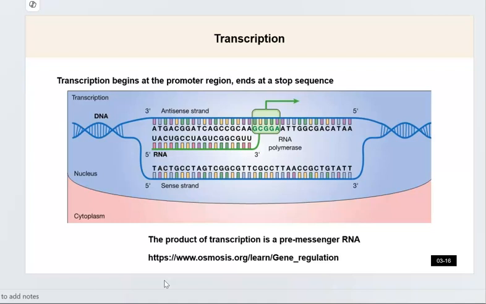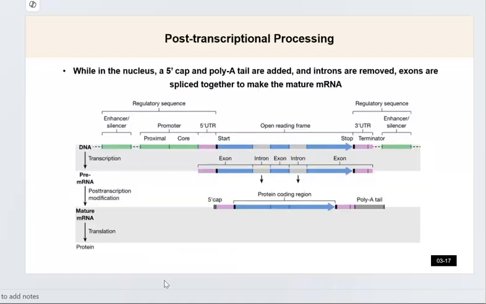The process of transcribing the strand of RNA is similar to the replication of DNA. The strand of the DNA being copied is referred to as the template strand, and the other strand is the non-template strand. Once the entire strand of pre-RNA is transcribed, the molecule must undergo post-transcriptional processing before it's ready to use. While in the nucleus, the 5' cap and a poly A tail are added, and introns are removed, exons are spliced together to make the mature mRNA.